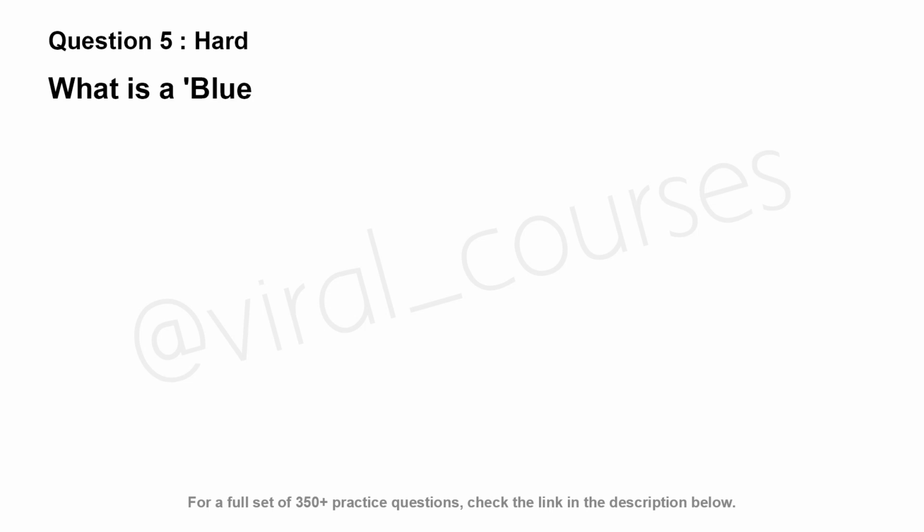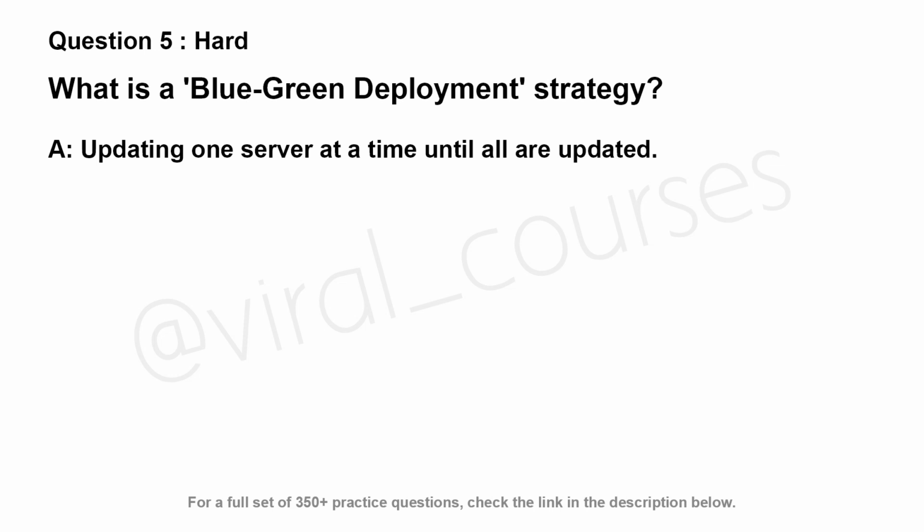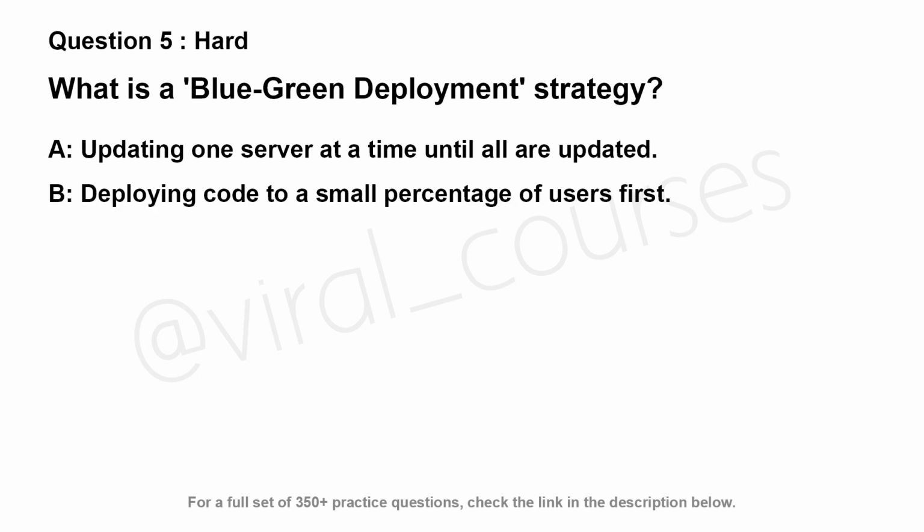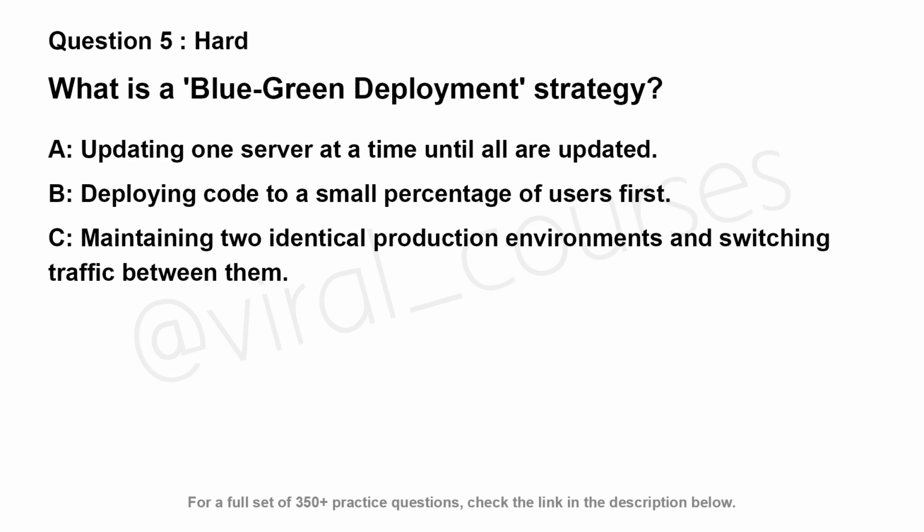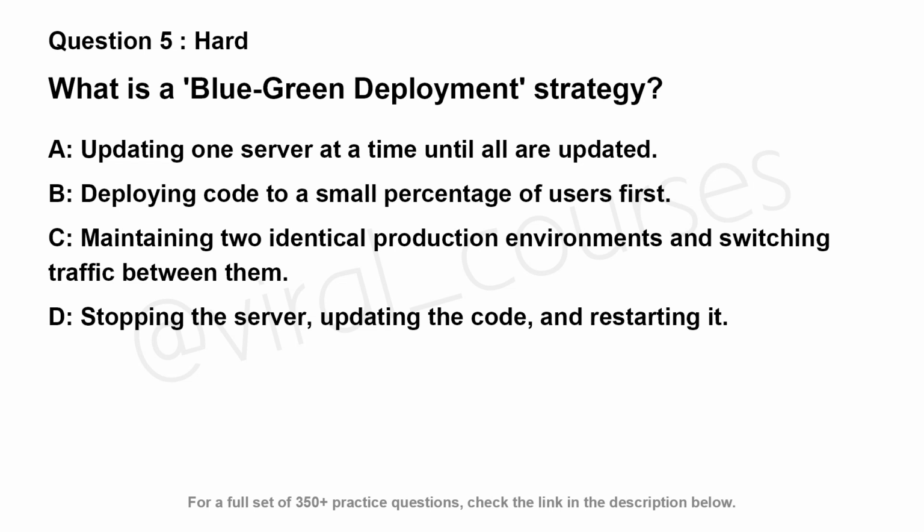What is a blue-green deployment strategy? Option A. Updating one server at a time until all are updated. Option B. Deploying code to a small percentage of users first. Option C. Maintaining two identical production environments and switching traffic between them. Option D. Stopping the server, updating the code, and restarting it.